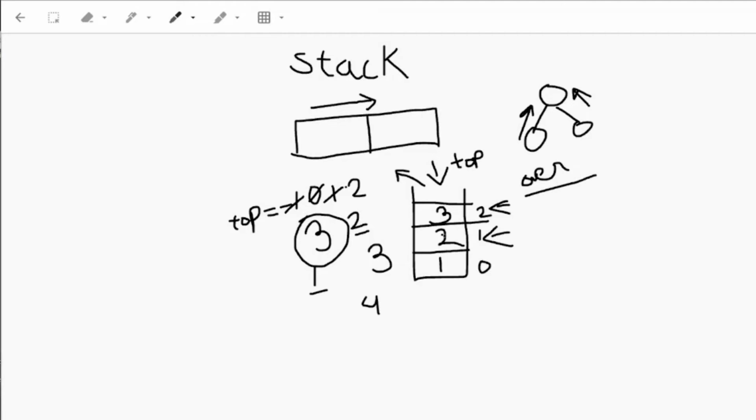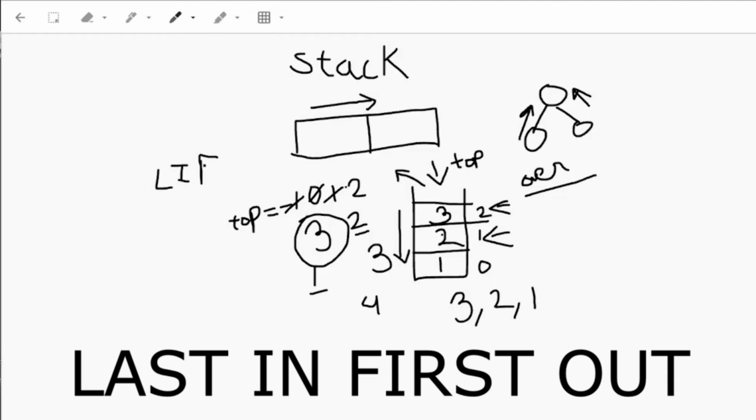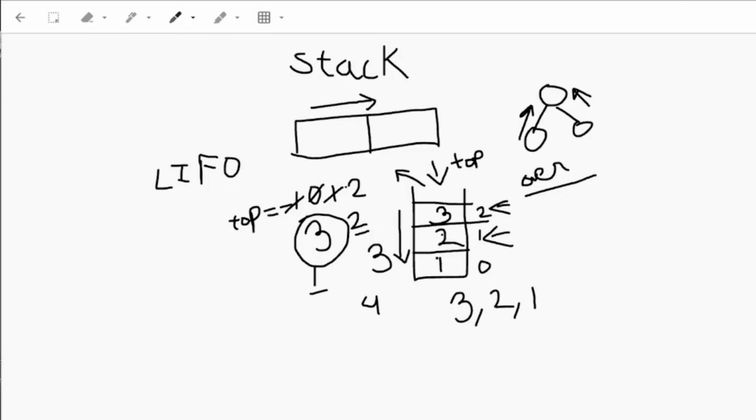Now let's say that we want to print this stack. Then we have to go from top to bottom. That is, first 3 will be printed, next 2 will be printed, and finally we have 1. Now why is this so? Because stack follows the principle of LIFO, or last in first out. What does this mean? It means that the element which is inserted last will be popped out first.